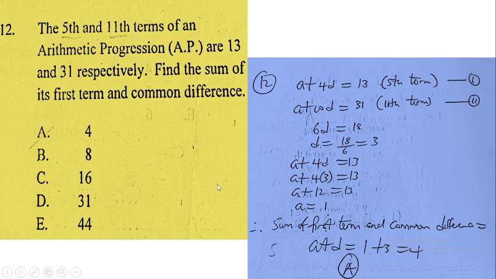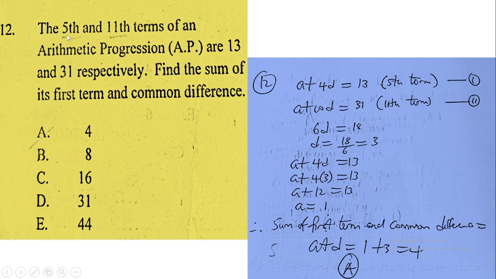Quickly, let's jump to question number 12, which is also from arithmetic progression. The question is also from arithmetic progression, sequence and series. We are told that the fifth term and the 11th term of an AP are 13 and 31 respectively. Find the sum of the first term and the common difference.